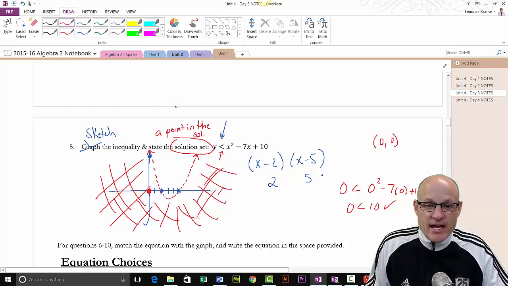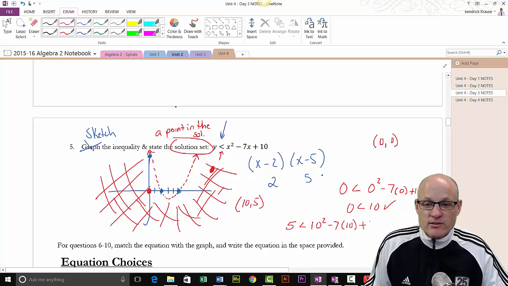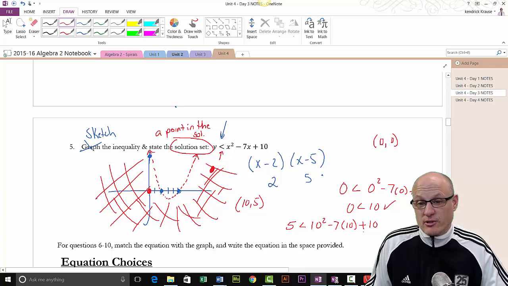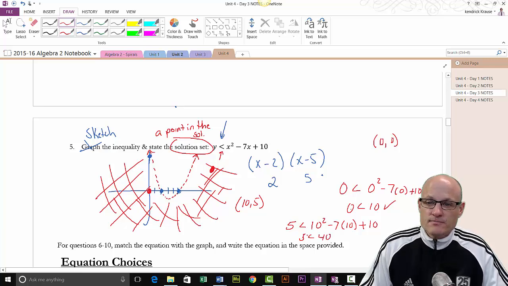And I can pick any point in this area way out here, let's say take the point 10, 5. I know it's kind of an annoying point, but the point 10, 5. So in for y goes 5. Is 5 less than 10 squared minus 7 times 10 plus 10? Well, this is 100 minus 70, which is 30. 30 plus 10 is 40. So 5 is less than 40. And so that works.